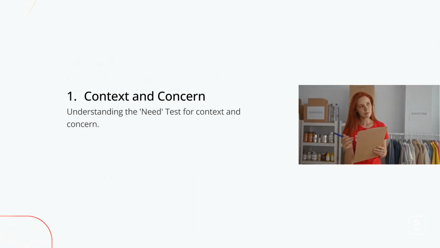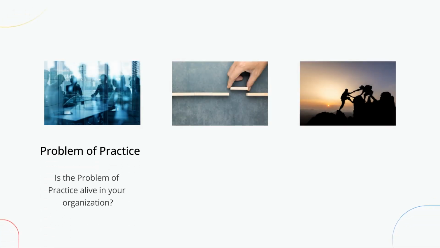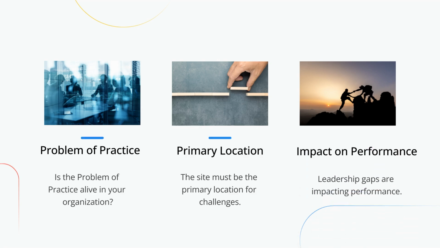The first is context and concern, or the need test. This ensures your research problem is a real-world issue in the setting you choose. Is the problem of practice alive? The site must be the primary location where your organizational leadership challenge or innovation gap is most evident and currently impacting performance.